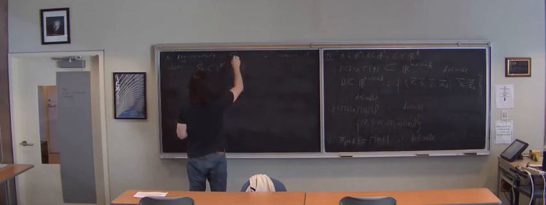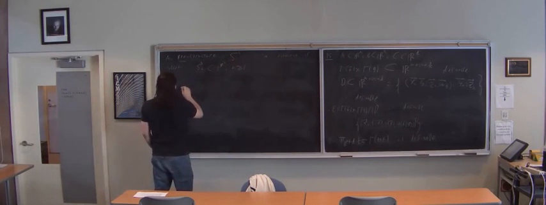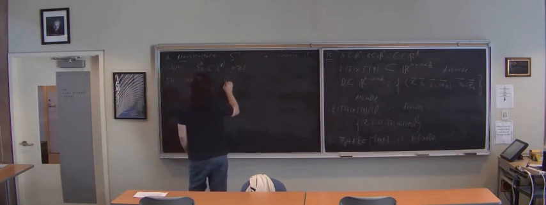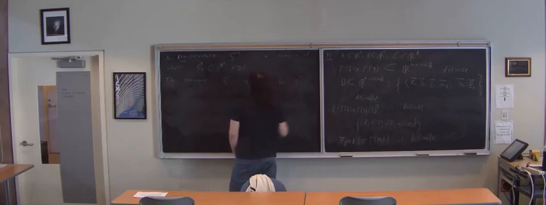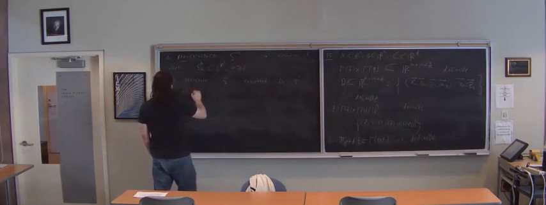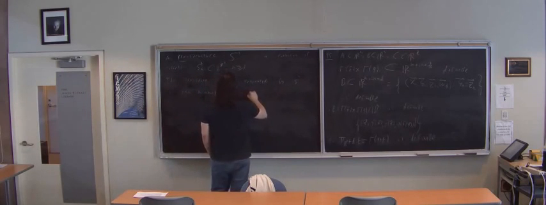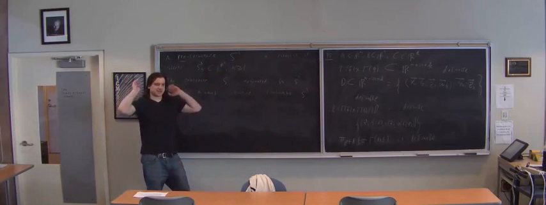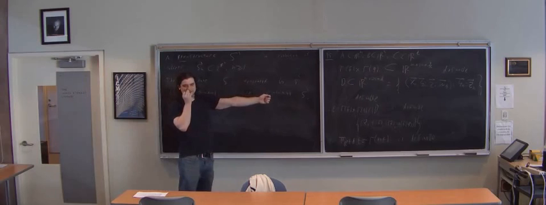Let me call this S prime, just so I don't change notations. And then the structure S generated by S prime is the minimal structure containing S prime. So you throw in a bunch of sets, then you throw in everything else you have to in order to get a structure. Now, it's not a priori clear that you have a minimal one.